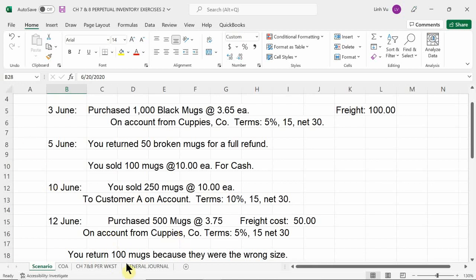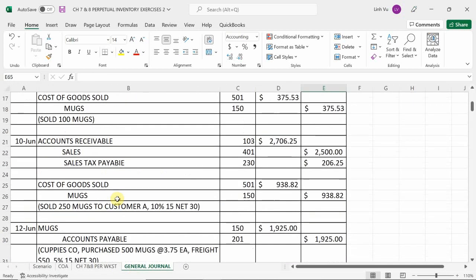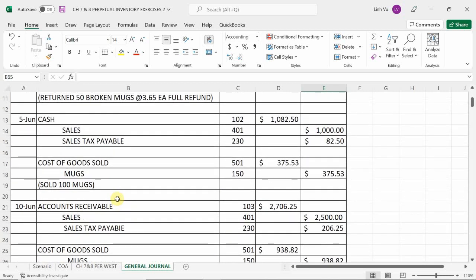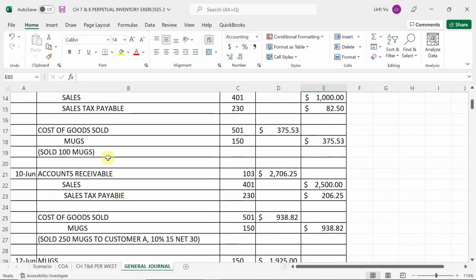So let's take a look in our journal. We sold to customer A on June 10. So here it is: accounts receivable to customer A. Sales was $2,500. Tax was $206.25, giving a grand total of $2,705.25. So I get to give her a 10% discount. How do I record this transaction if they're paying me in cash?